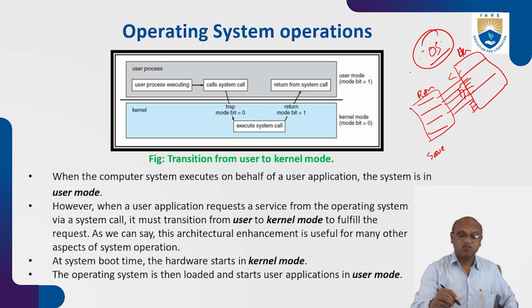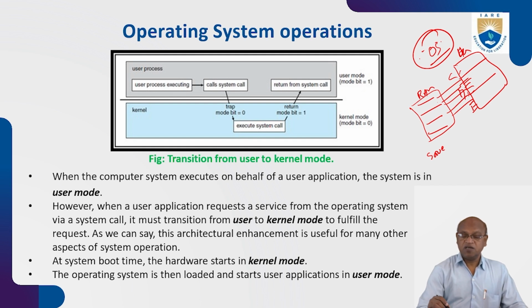this is what I want to say. If you look at this diagram, user process executing, calls system call, then executes the system call and returns from the system call. So this is mode 0, mode 1. User mode is 1, kernel mode is 0. So simply to save a file, up to here you wrote something, that is user mode. You are in the user mode. After user mode, you want to save this data in the hard disk.